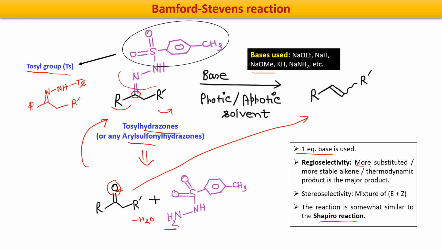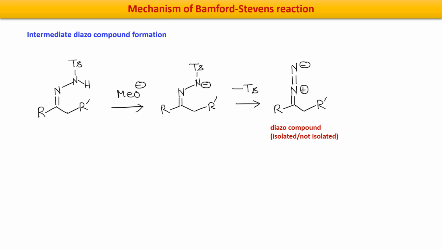Regioselectivity, as I have said, more substituted product or the more stable alkene will be formed if there is a chance of formation of two different types of alkene, and this is thermodynamically more stable product. Stereoselectivity, mixture of E and Z, and that is why the structure is written in this way. This wavy bond, it means actually it may be E product or Z product. Both possibilities are there. So what is the mechanism of this reaction?